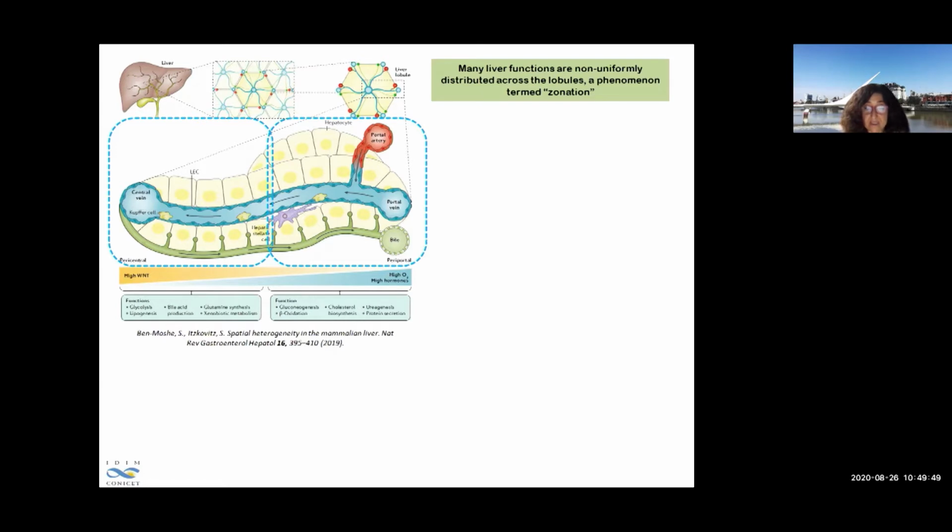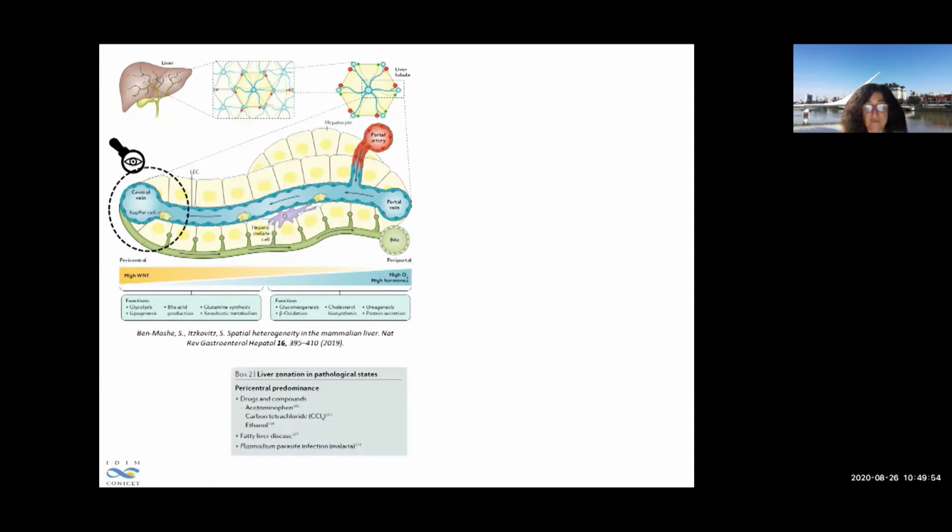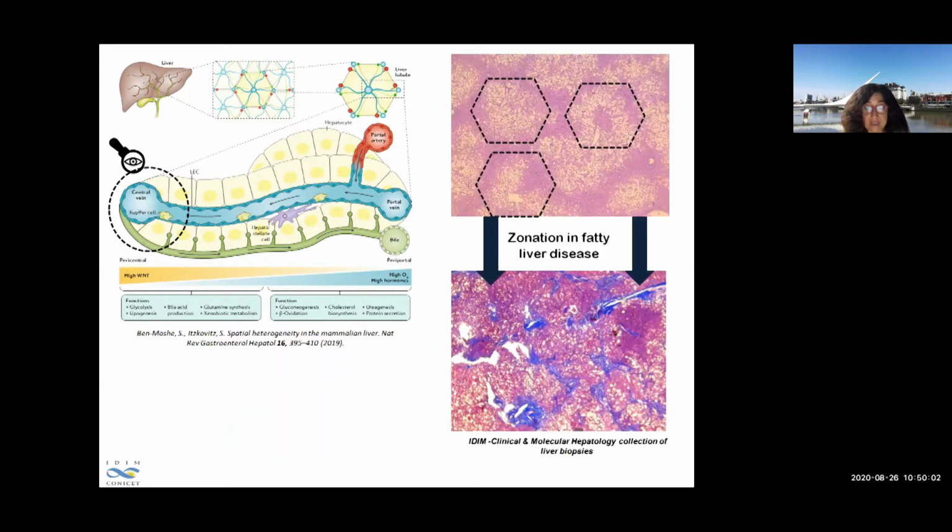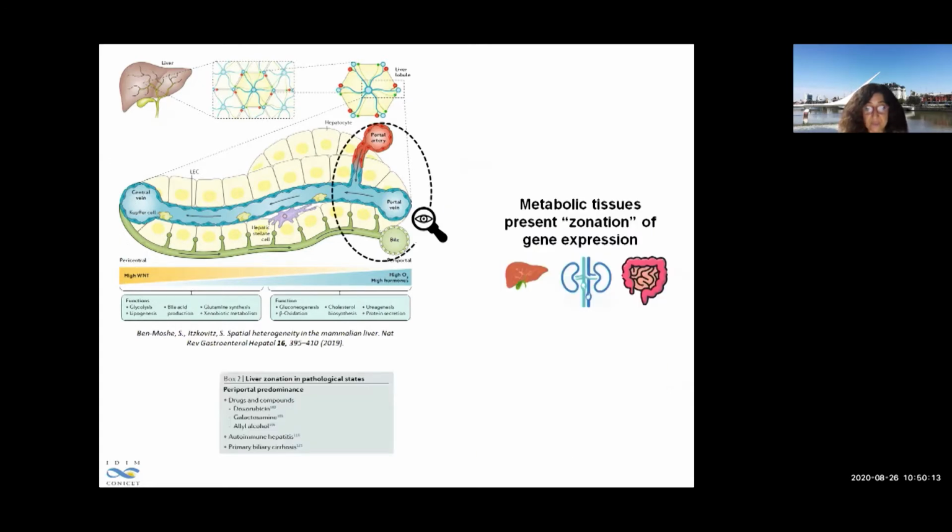More importantly, liver zonation is associated with diverse liver pathologies. For example, pericentral predominance is associated with fatty liver disease and alcoholic liver disease. Here I show you that fatty liver progresses to a severe disease in a zonated manner. Periportal predominance is associated, for instance, with autoimmune hepatitis. And zonation of gene expression is a key feature of other metabolic organs such as the intestine and the kidney.